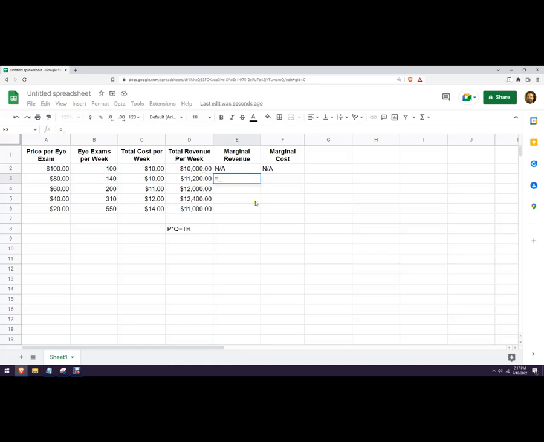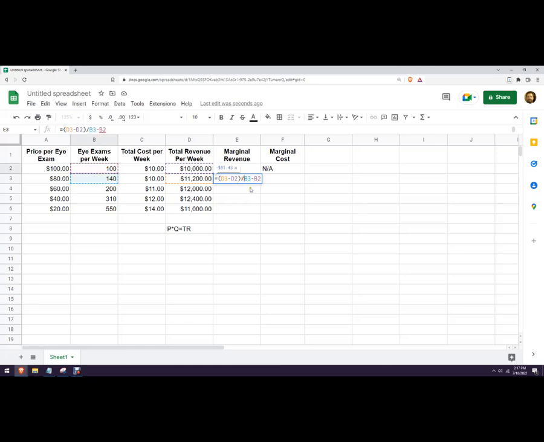So I'm going to write a formula here. So it's the difference between here and here. However, I need to adjust for the fact that it's a different number of quantity changes, right? The quantity goes from 100 to 140. So it's a difference of 40. But I'm going to write it as a formula. So I'm going to say this minus this.